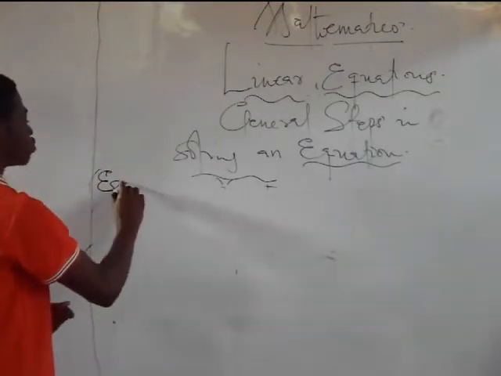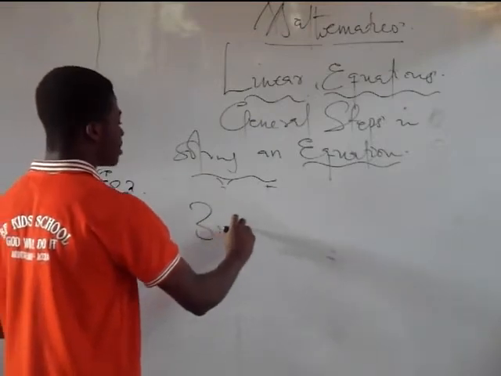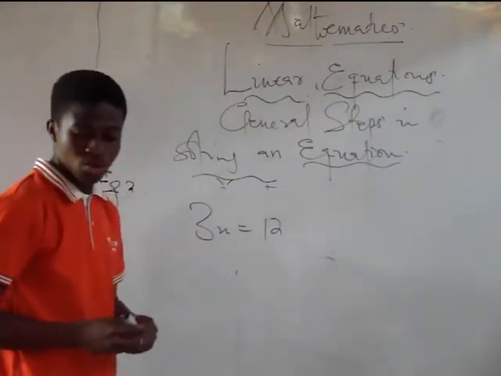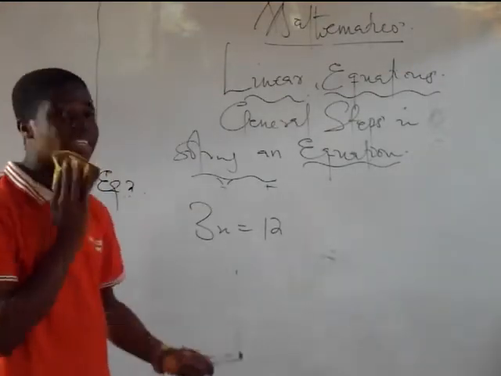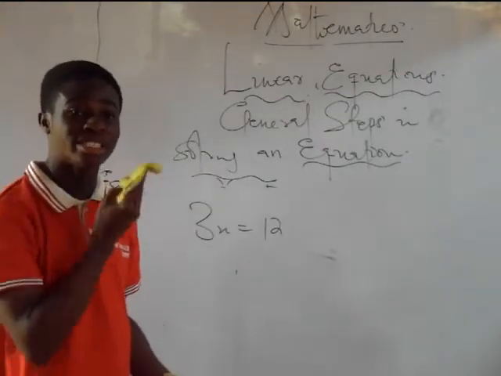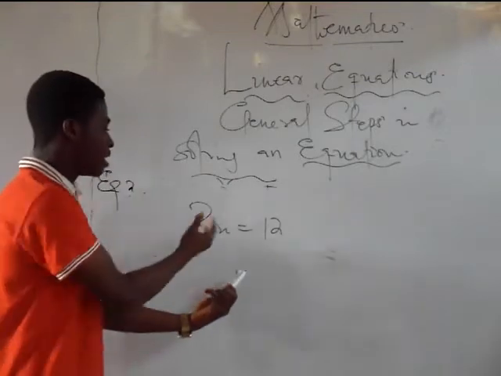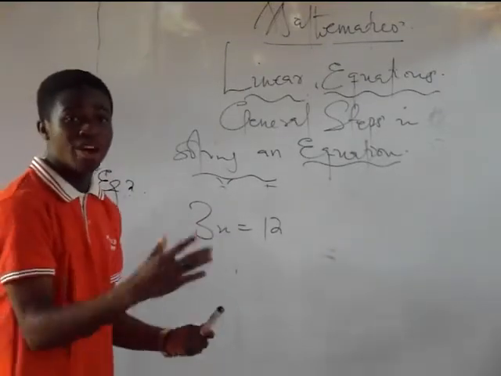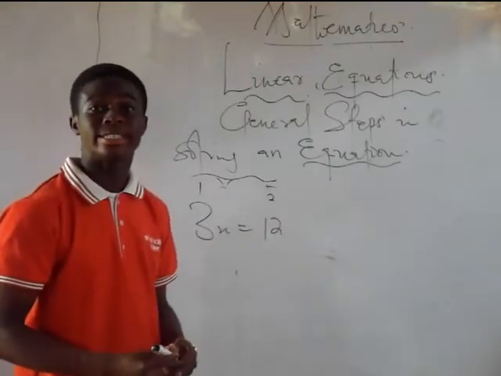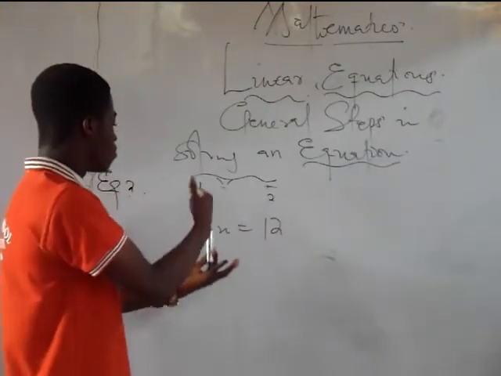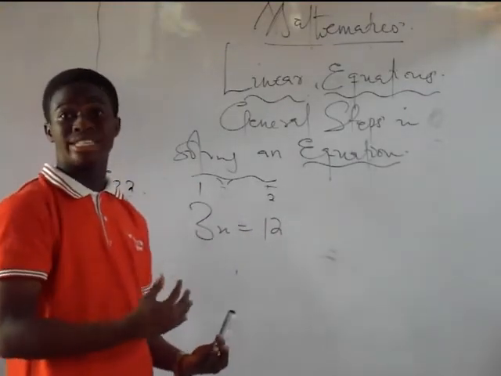That is example 2. We have 3x equals 12. What do we do? This question is similar to the first question we just did. With this one, what do we do? We have both sides, the first side and the second side. With this, we will apply the same method we did for the first example.